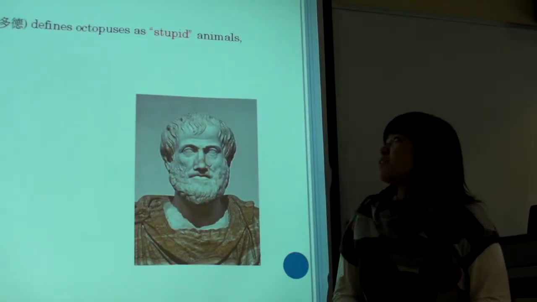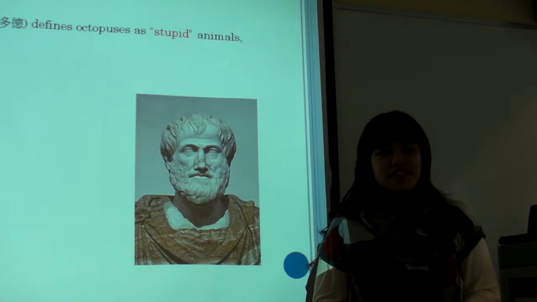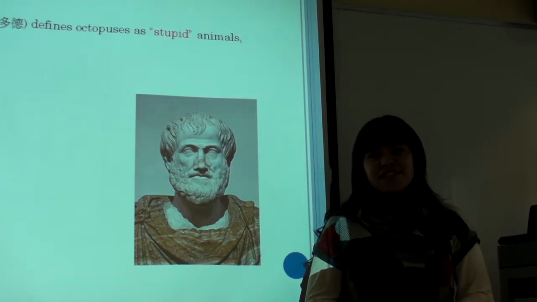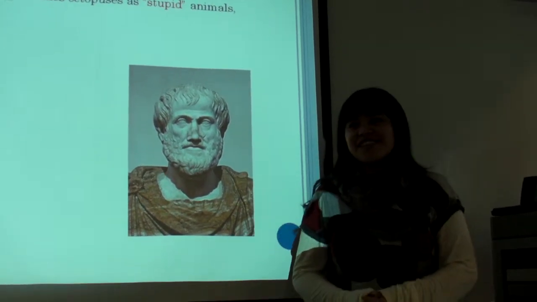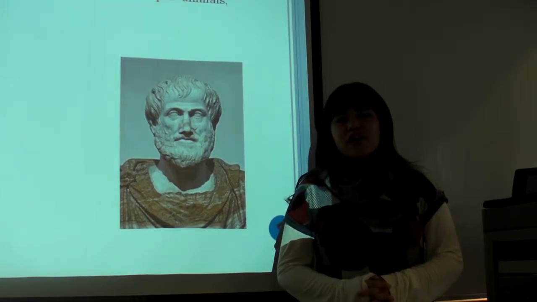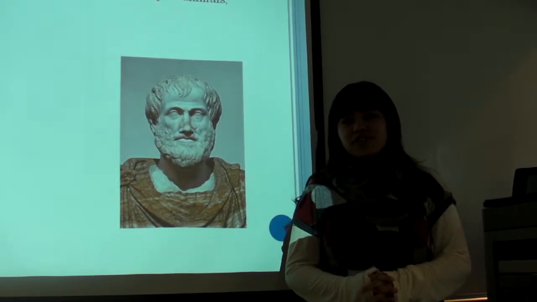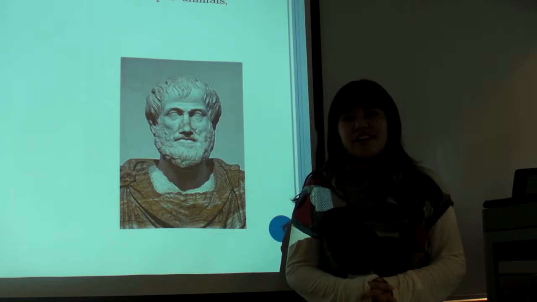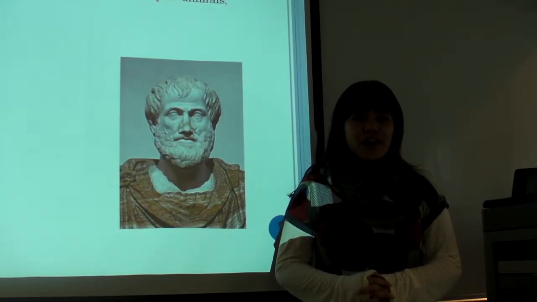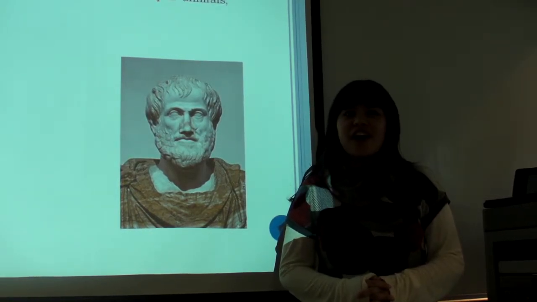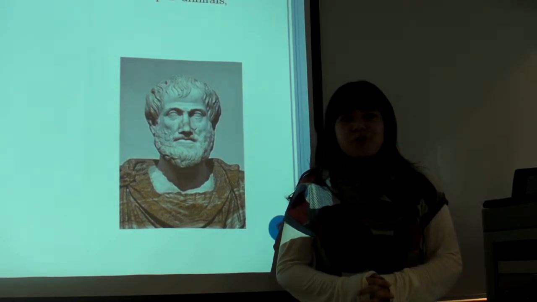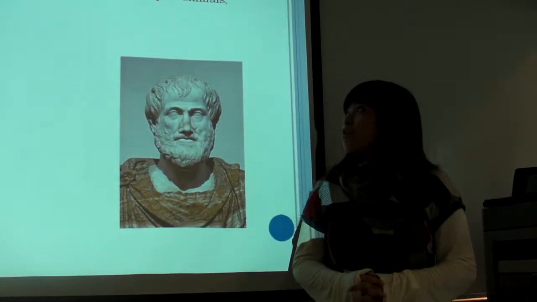Aristotle defined the octopus as a stupid animal 100 years ago, but you won't agree with that after listening to the following story. 100 years ago in an aquarium in England, Britain, an octopus got out of its tank and went to the next tank to eat one of the fish at night when nobody was watching. And then it went back to its own tank and sat there pretending nothing had happened the next morning. So actually, the octopus is not as stupid as Aristotle defined.